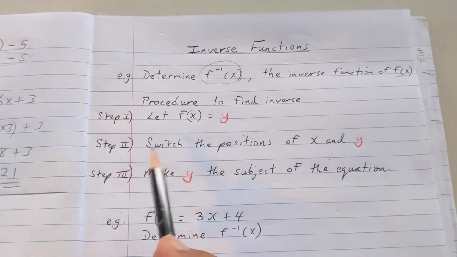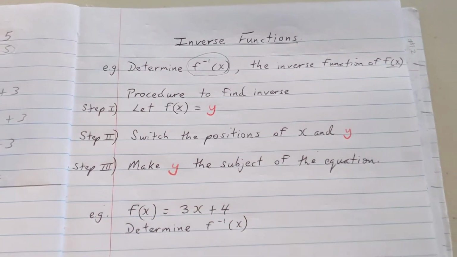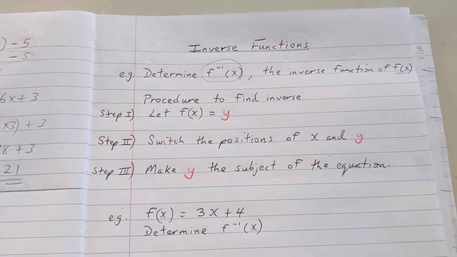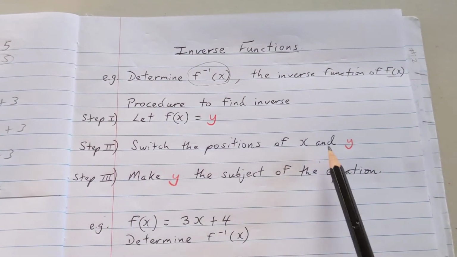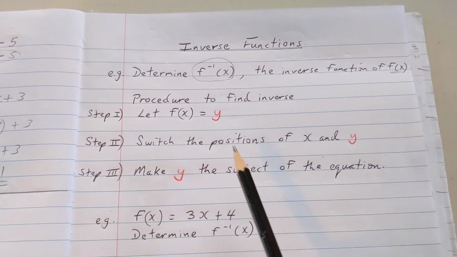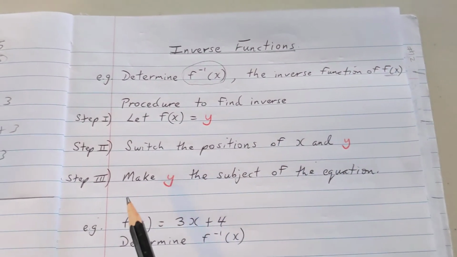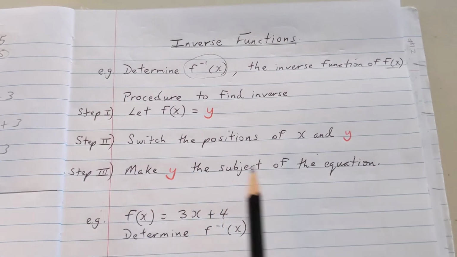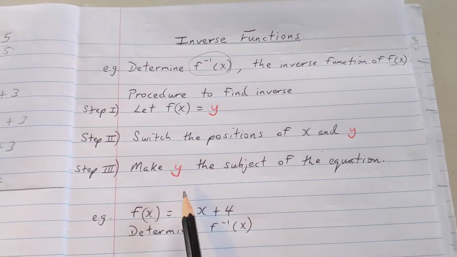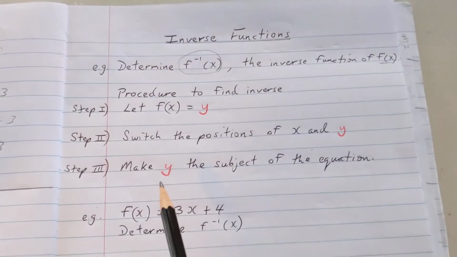The whole idea of the inverse is to switch around the positions of x and y. That's really what the inverse means. You're going to switch something. You're going to turn it around. So we switch x and y. Wherever I see x, I'm going to put y. Wherever I see y, I'm going to put x. And the last step, which is the hardest step, is algebra. I want to change the subject of the formula and make y the subject of the formula.